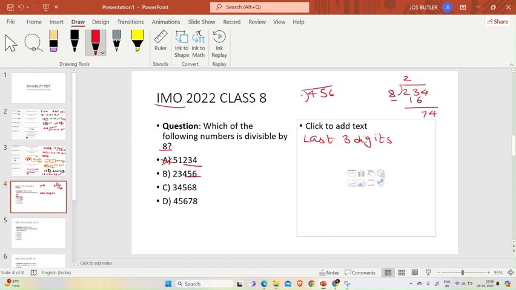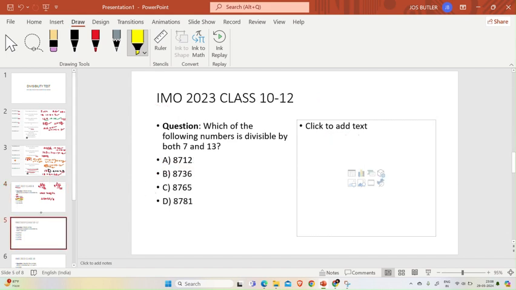456. Interesting option. 456 divided by 8. Yes, we have our answer. When you divide, you get 57. Oh, sorry. This is not the case. This is not your answer. But we do come to know that it is divisible by 8. So the answer is option B.